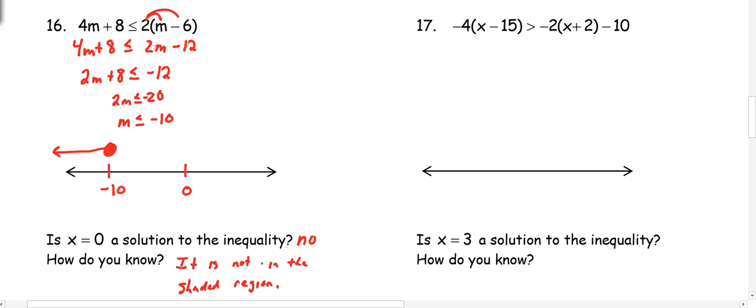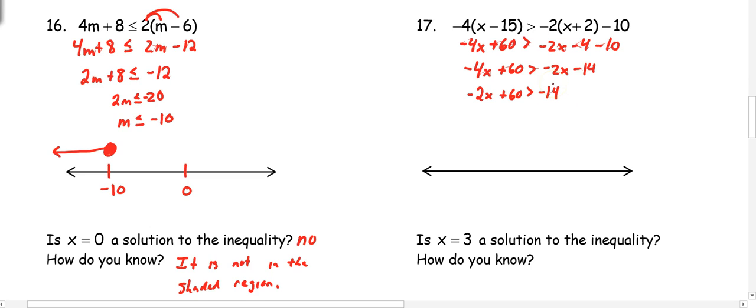Number 17, when I solve for x, I have negative 4x plus 60 is greater than negative 2x minus 4 minus 10. So I can combine like terms. Negative 4x plus 60 is greater than negative 2x minus 14. I can add 2x to both sides. Negative 2x plus 60 is greater than negative 14. When I subtract 60 from both sides, I get negative 2x is greater than negative 74.